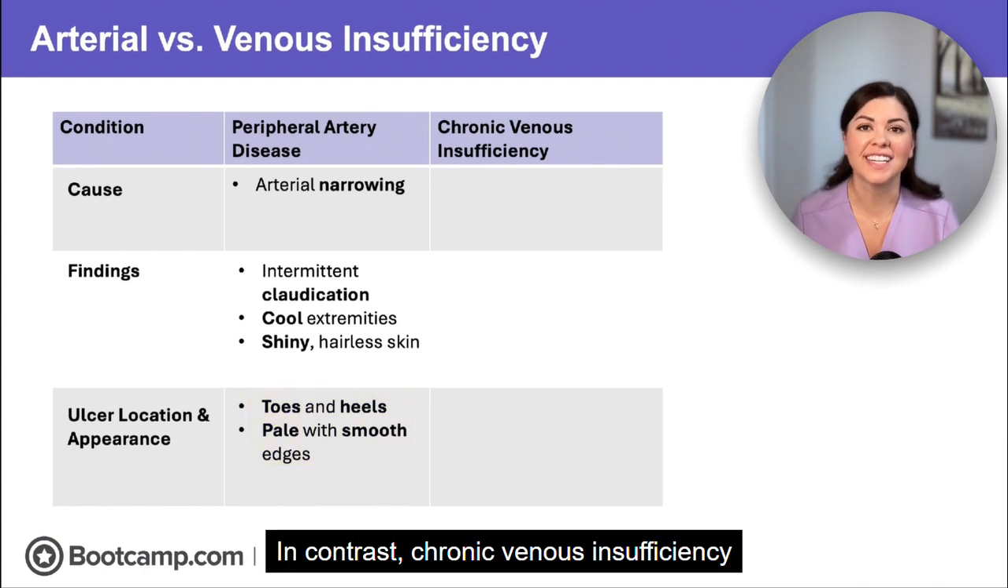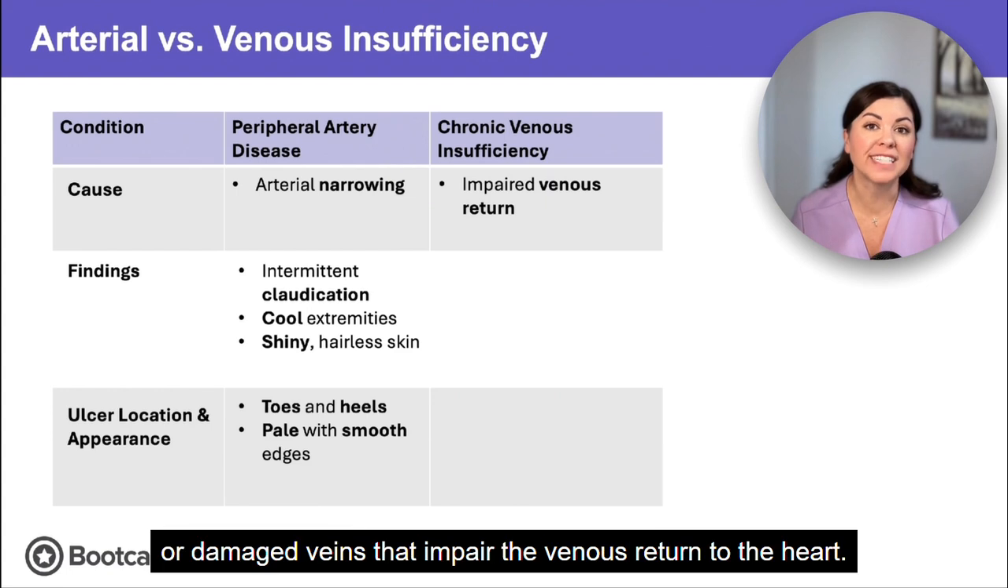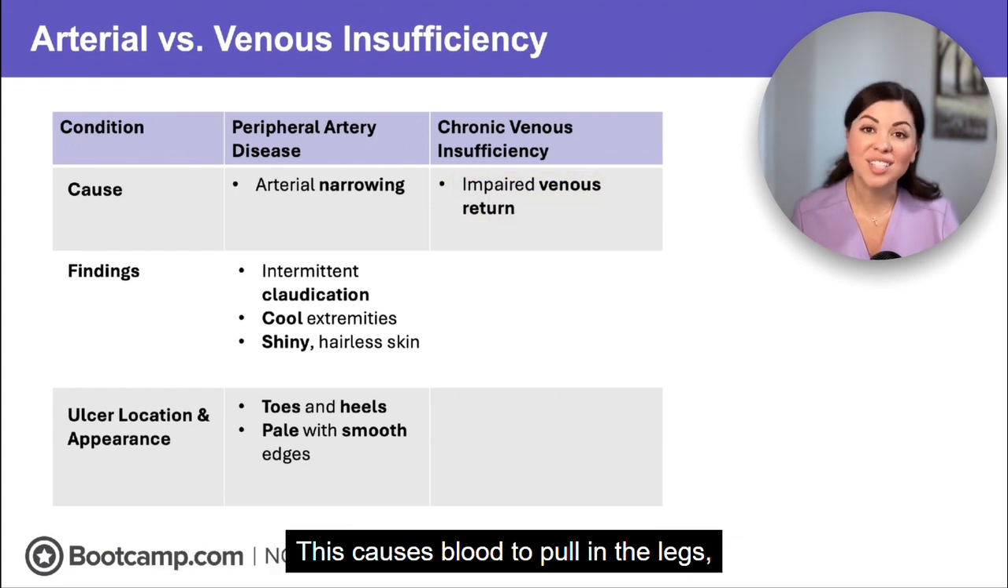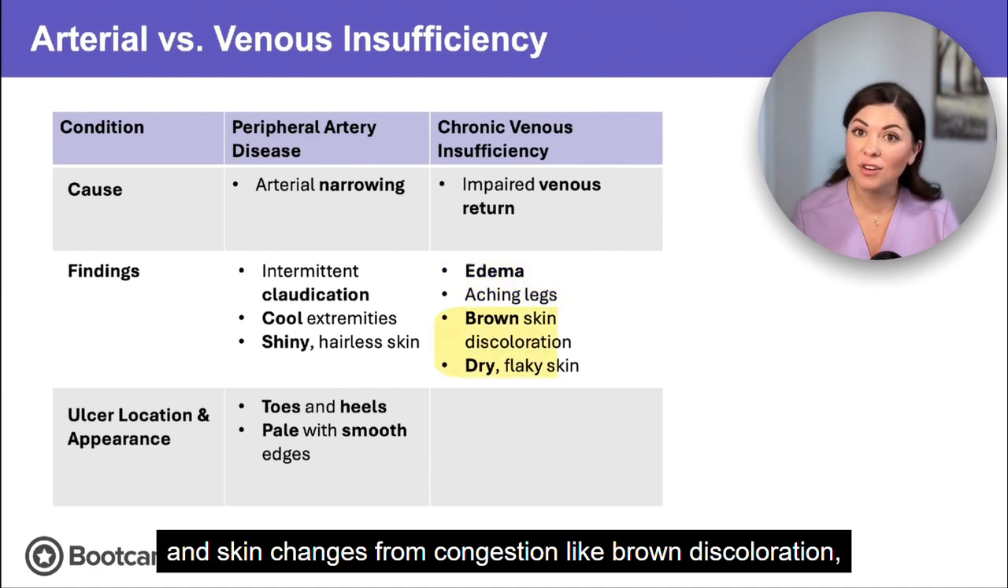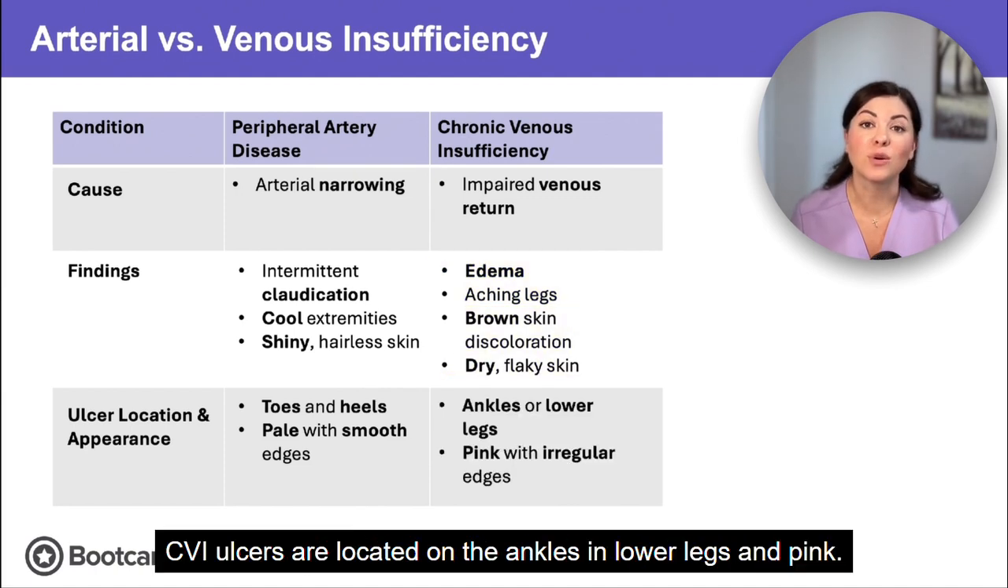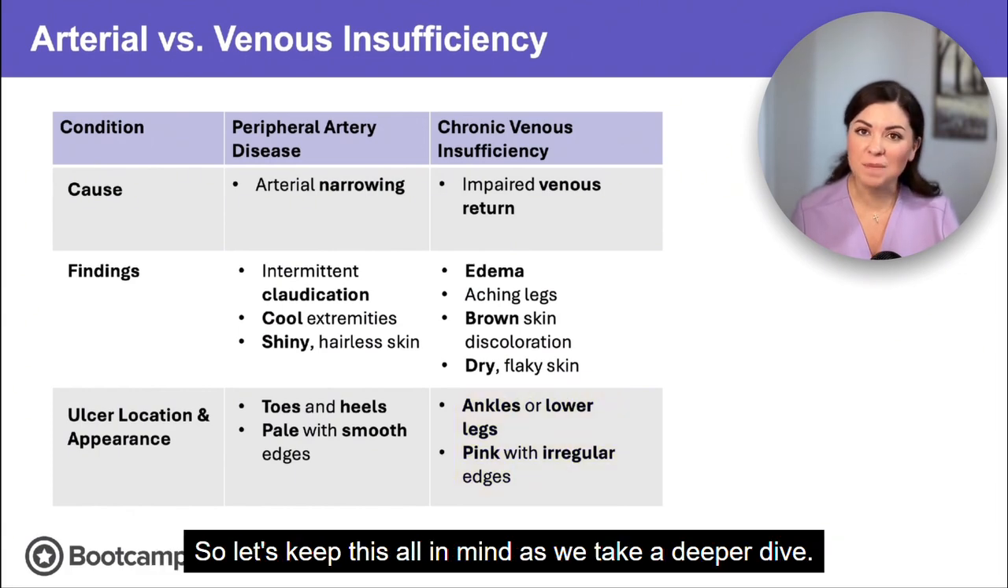In contrast, chronic venous insufficiency, or CVI, is caused by weak or damaged veins that impair the venous return to the heart. This causes blood to pool in the legs, which results in edema, aching in the legs, and skin changes from congestion, like brown discoloration, itching, and dry, flaky skin. CVI ulcers are located on the ankles and lower legs and are pink. So let's keep this all in mind as we take a deeper dive.